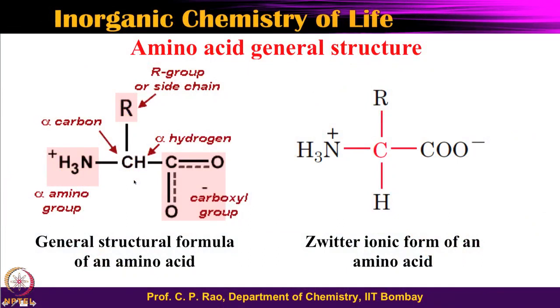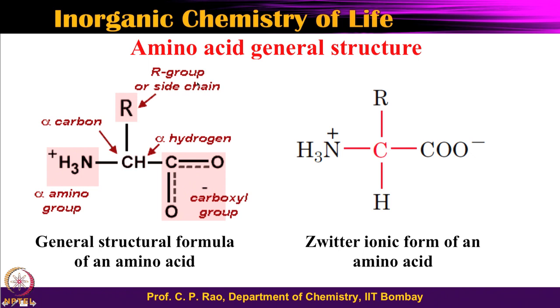The amino acid is also referred to as an alpha amino acid. You have a carbon center with one hydrogen and 3 substitutions, of which one is the carboxylic group, another is the amine group, and this is common for all amino acids. What differs from one amino acid to the other is this particular group, the R group, in other words the side chain.